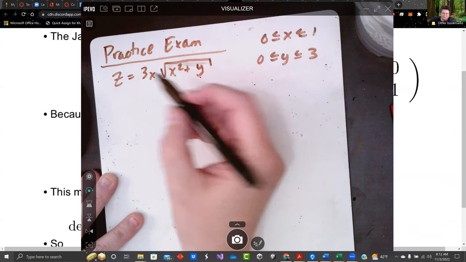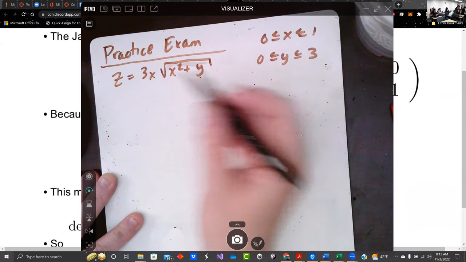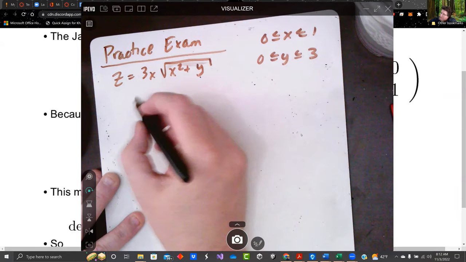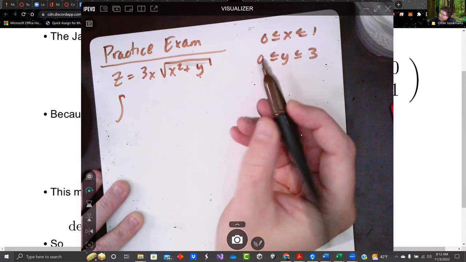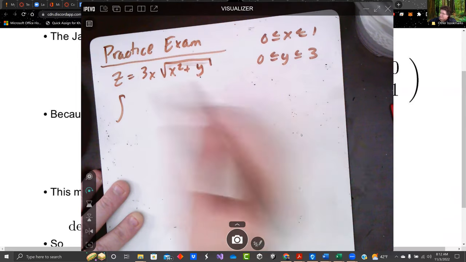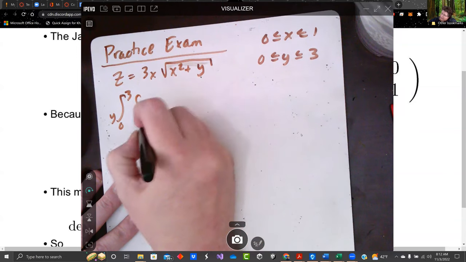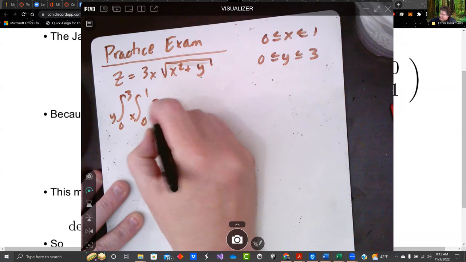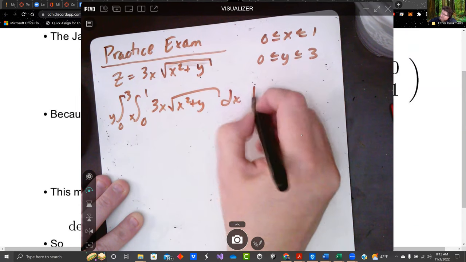All right, so we need the volume under this surface. We're going to have z equals 0 as the bottom surface. So we're integrating from, what do you guys want to do first? Let's do x first. So we'll do y on the outside, and then 0 to 1 on x. We've got 3x square root of x squared plus y dx dy.